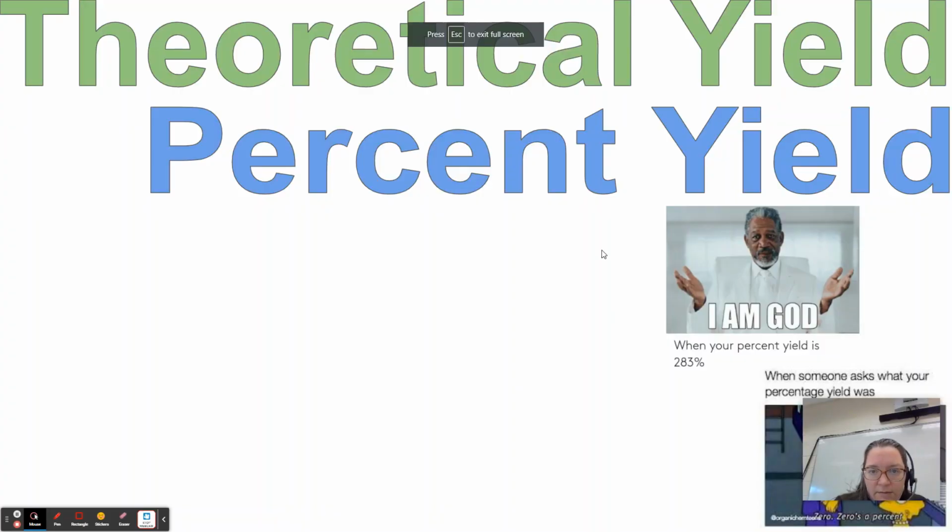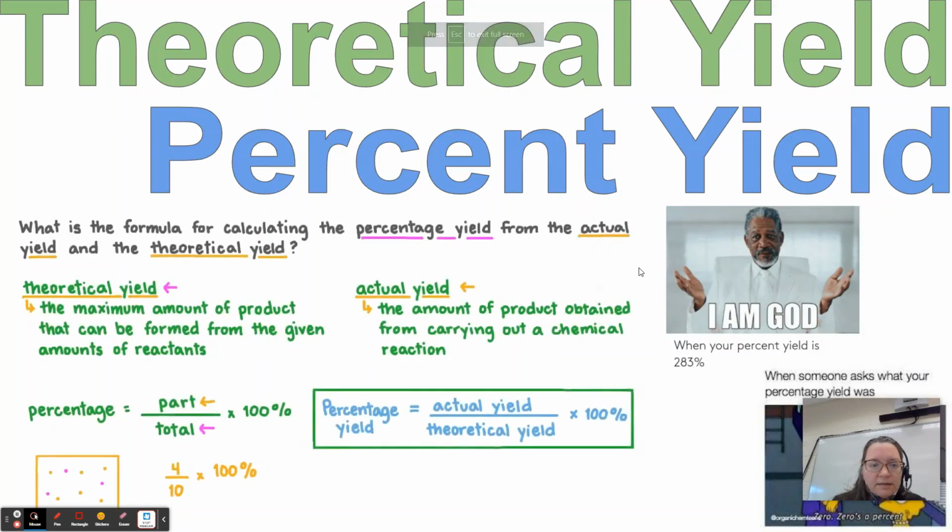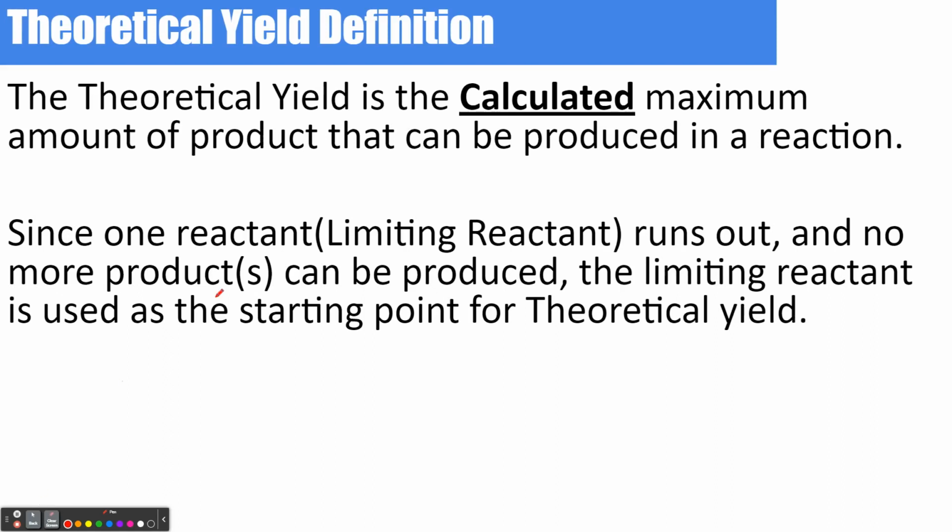Hello, folks. We're going to talk about percent yield and theoretical yield. For your definition, the big one is going to be theoretical yield. It's calculating the maximum amount of product. So in order to do this, we need to know what our limiting reactant is. That was the previous lesson, so that we know our starting point for our theoretical yield calculation. And then all we're doing is finding the product that we're asked for.